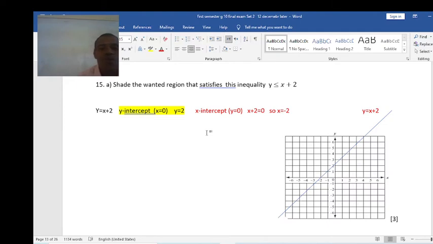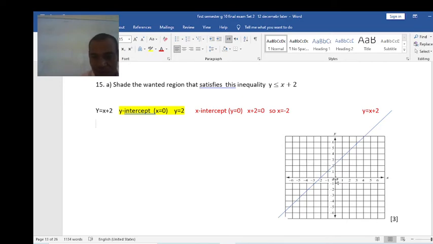Now we need to decide which region you are going to shade: the region above the line or the region below the line. In this case, you will choose a point randomly. For example, this point is below the line. Don't choose a point that lies on the line. Choose a point that is below the line or above the line. For example, you can choose this point, this point, whatsoever.